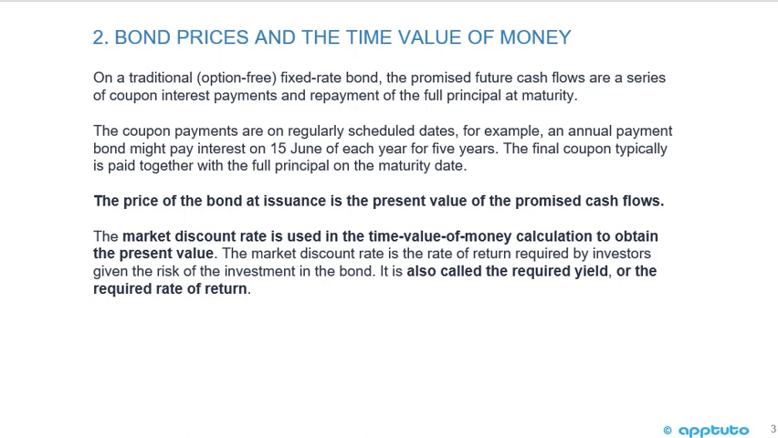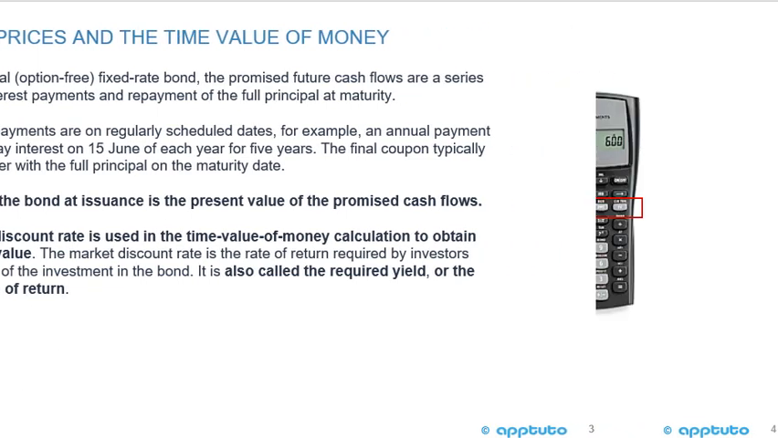The price of the bond at issuance is the present value of the promised cash flows. That's it. The price of the bond is the present value of the promised cash flows. The market discount rate is used in the time value of money calculation to obtain the present value. The market discount rate is also the rate of return required by investors given the risk of the investment of the bond. It is also called the required yield or the required rate of return.